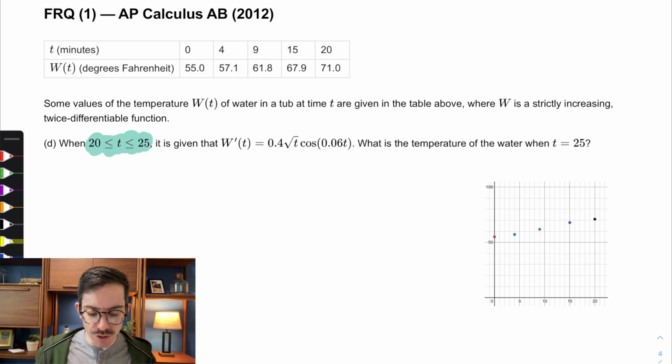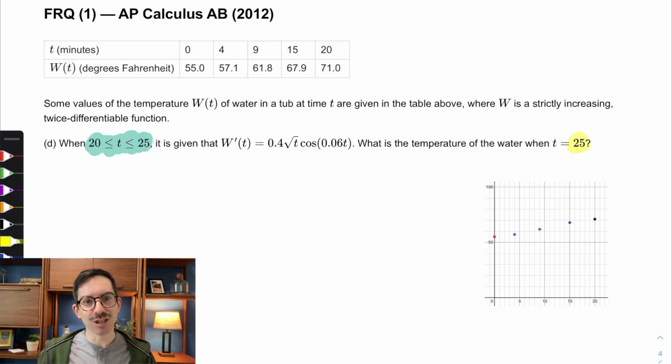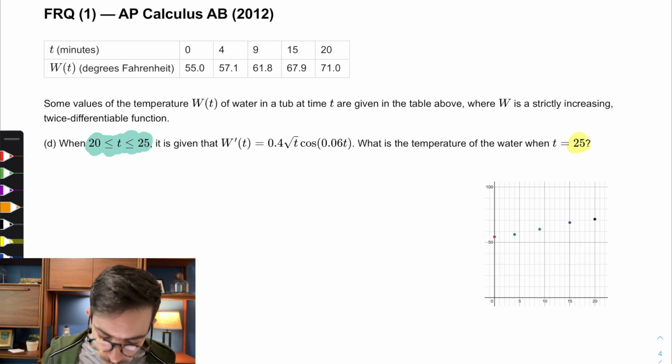And over that interval, we're given an actual formula, an actual function rule for W prime, the derivative of this water temperature function. Okay, W prime of t equals this product of square root t and cosine and all that good stuff. And we're asked to use that to figure out what the water temperature is when t gets to 25 minutes. Well, again, we're going to use the net change theorem, calculate an integral using our calculator, get that final answer. So we're going to break this up into two pieces.